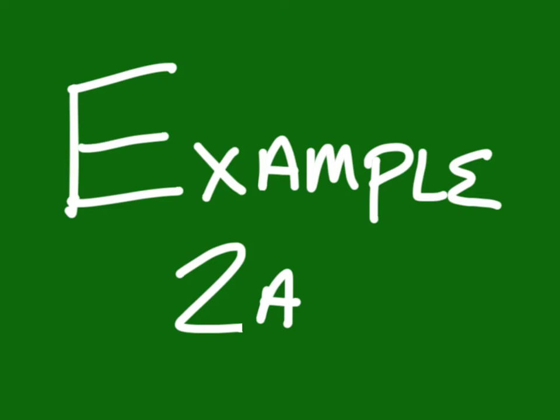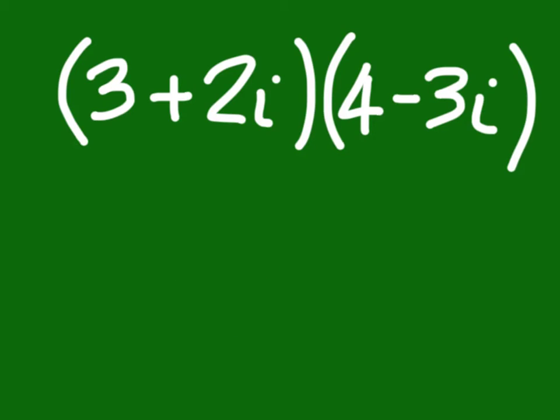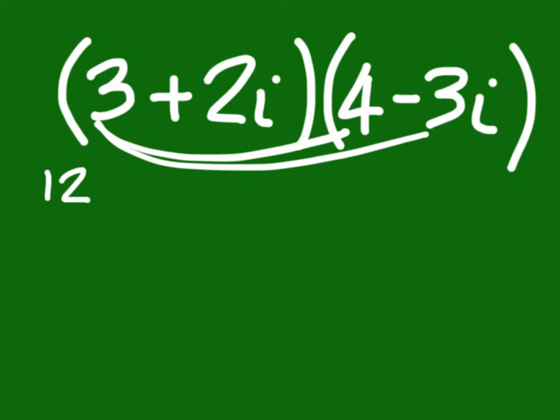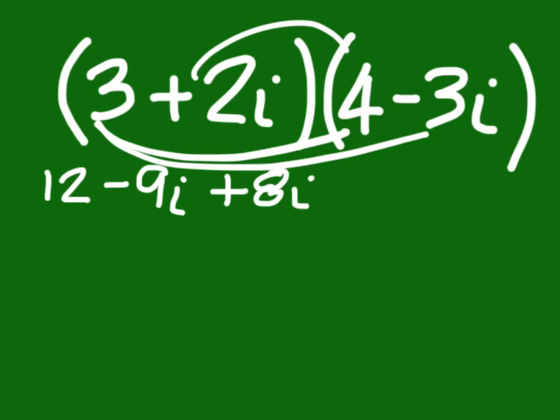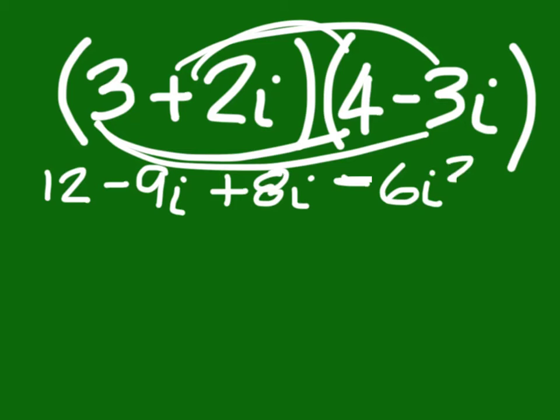Here's example 2a. This should be no stranger to you. You would use the FOIL method to multiply this out. So if we do that, you would have 3 times 4 is 12. 3 times minus 3i is minus 9i. 2i times 4 is 8i. And then 2i times minus 3i is going to be minus 6i squared.